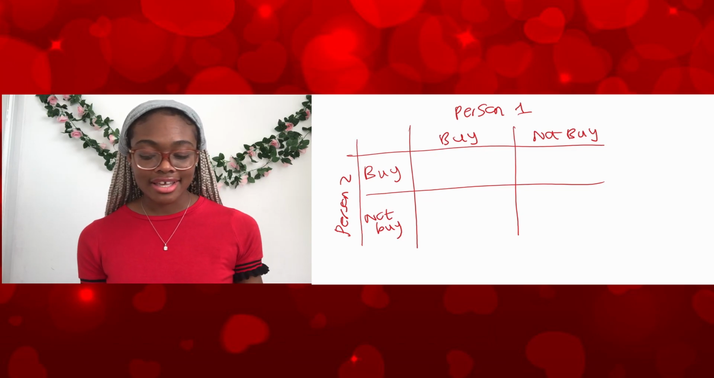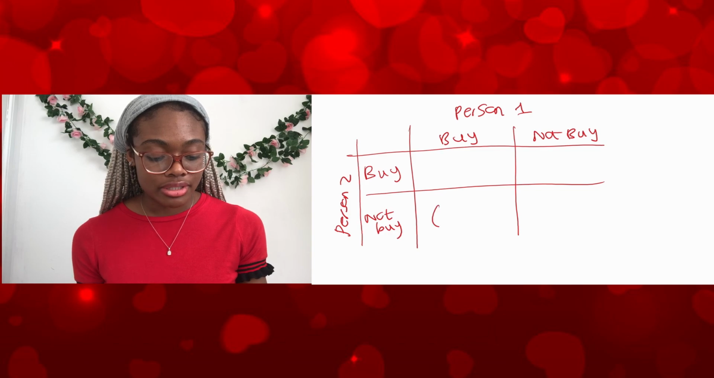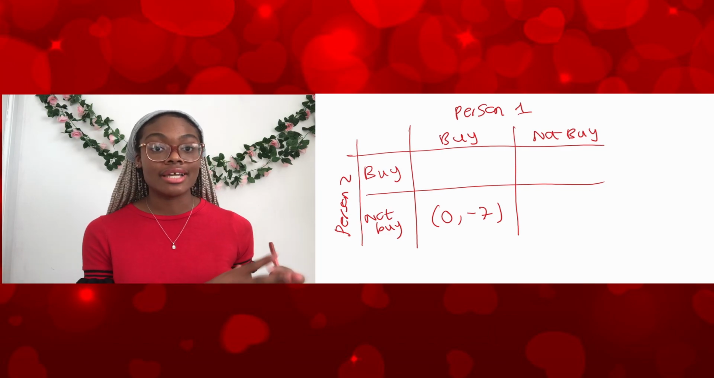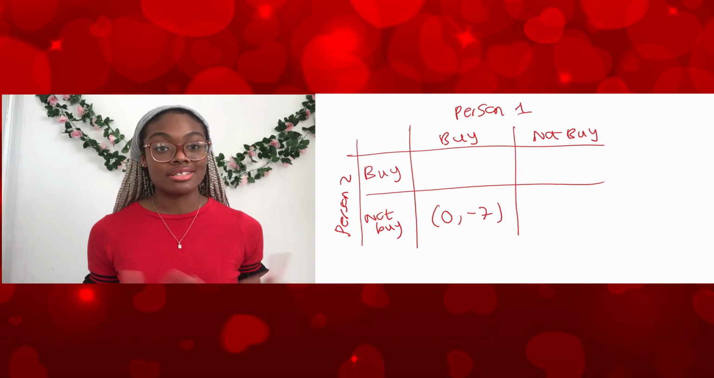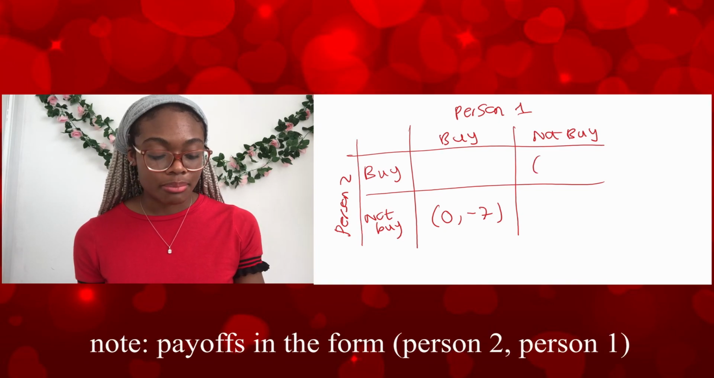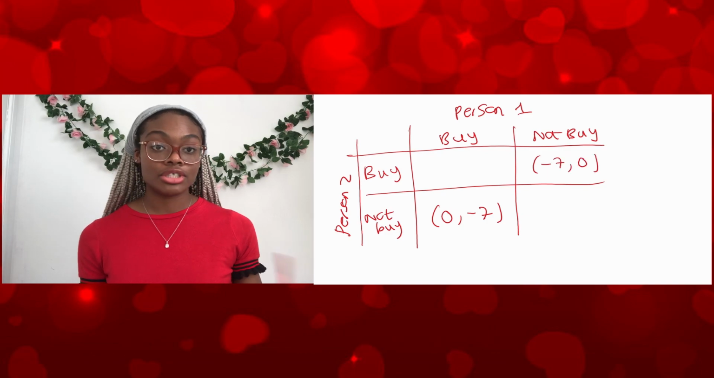So, okay, let's say that if person one decides to buy, but person two decides not to buy, so person two is going to be left with 0 and person one will be left with -7. So person one has spent X amount on the gift, but because person two didn't give them anything, they're left feeling like -7, and person two is neutral because they didn't spend money, nothing happened, right? So they're at 0. If it's the other way around and person two buys and person one doesn't buy, -7, 0. So just the flip side.